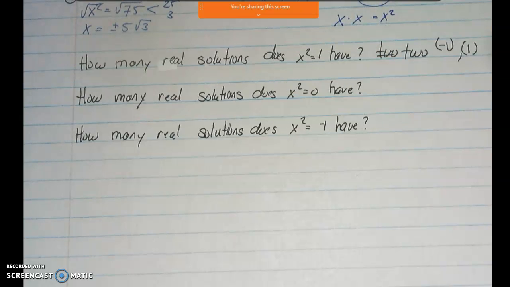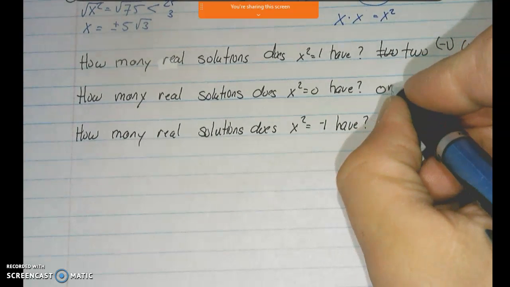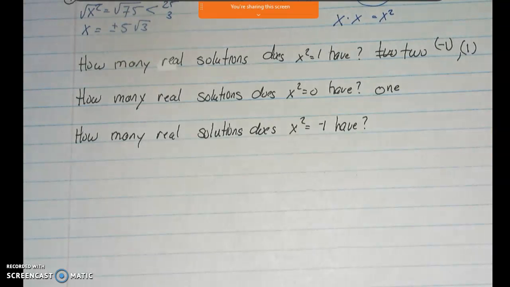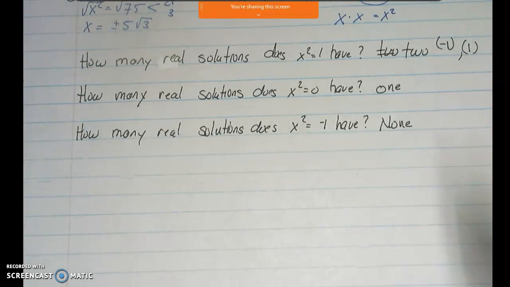How many real solutions does x squared equal 0 have? 1. Just 1, because I don't have a plus or minus 0. Okay? How about x squared, how many real solutions does x squared equal -1 have? Correct. So this is none, because it's not real.